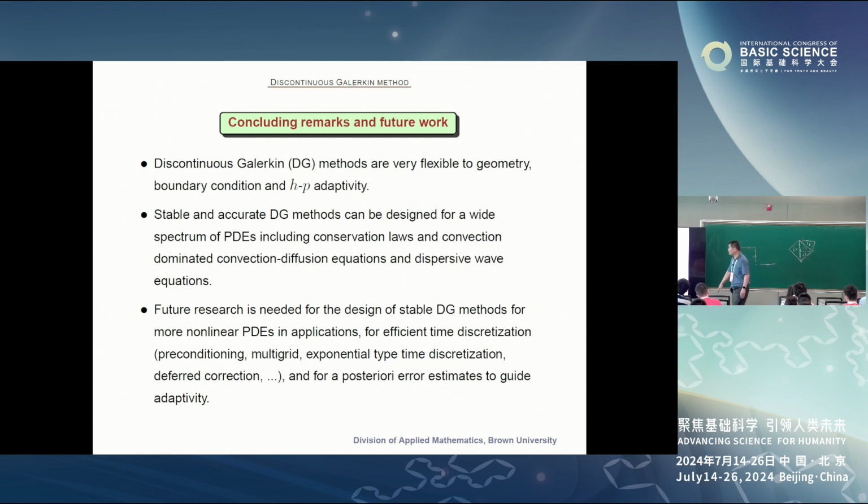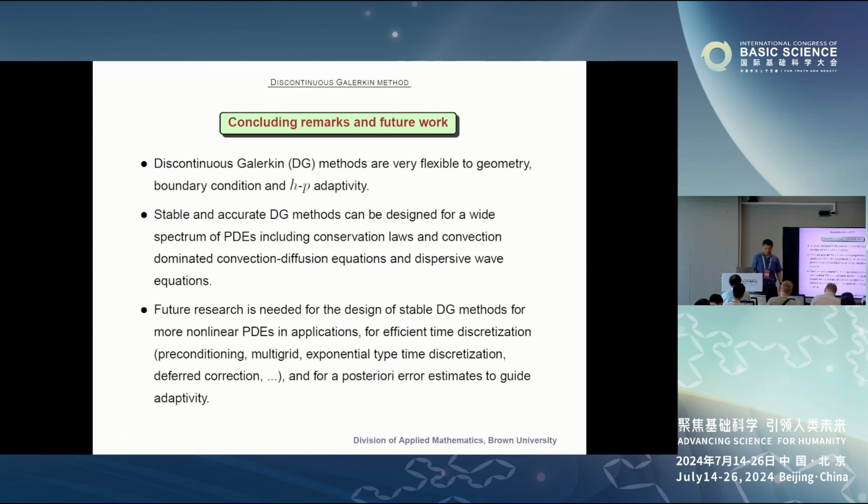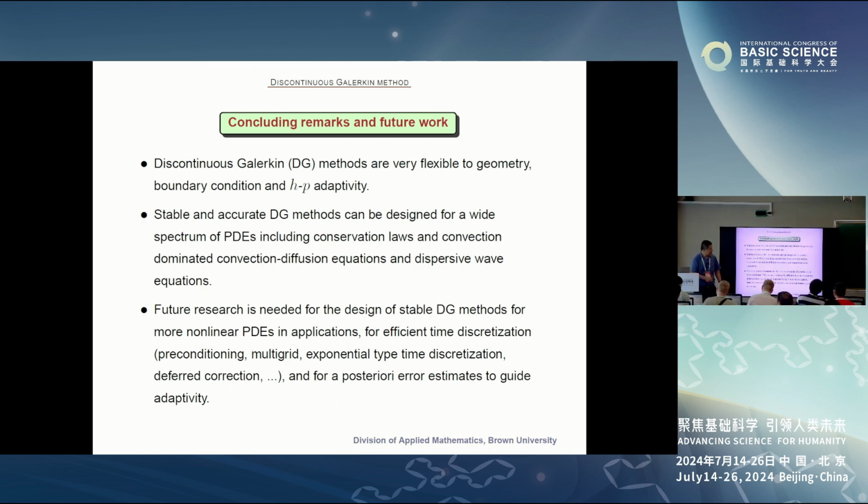So then that involves some mathematics on getting these error estimates, a posteriori error estimates, which would allow you to do that. Yeah, I think that's it. So I'm done, and thank you for your attention.